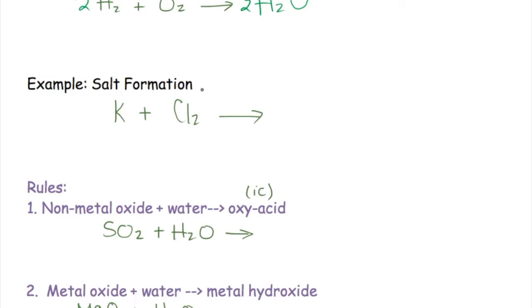Salt formation. So salt is not always NaCl. NaCl, sodium chloride, is table salt. Any ionic compound can be referred to as a salt. So here we have potassium and chlorine, and that's going to form potassium chloride.